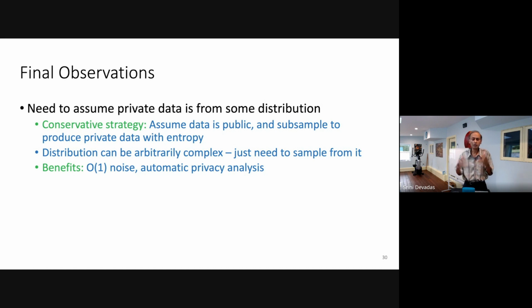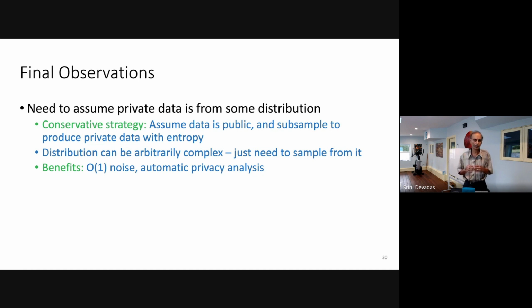We do need to assume, unlike previous approaches, that the private data is from some distribution. If you had some distribution of, let's say, salary data or other attributes, you could certainly use that distribution. But most of the time, you don't have a distribution for your data sets like CIFAR-10 or MNIST. So the way you generate a distribution is through subsampling.